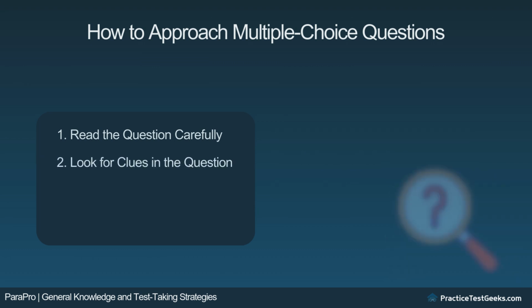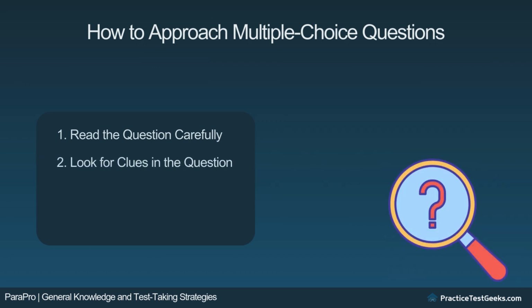Step 2. Look for clues in the question context. Sometimes the question itself can provide hints or context to help you identify the right answer. Focus on the wording. Pay attention to words like always, never, most likely, or except, as they can change the meaning of the question or answer choices.